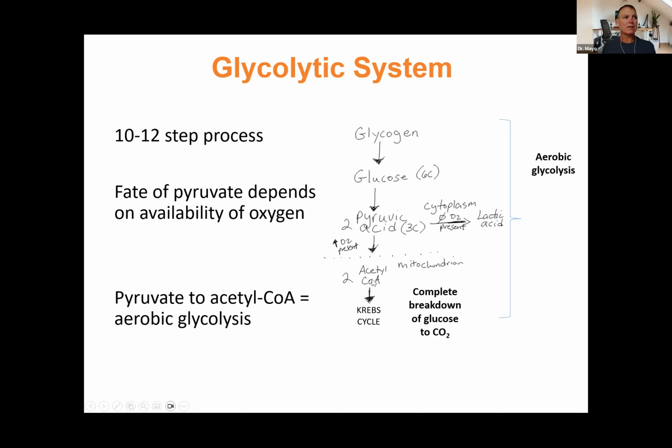Acetyl-CoA is a 2-carbon molecule. And in the Krebs cycle, we're going to be producing CO2. And that's how this works, where you have a complete breakdown, or complete oxidation, of glucose to CO2. That's kind of the big picture concept of it.